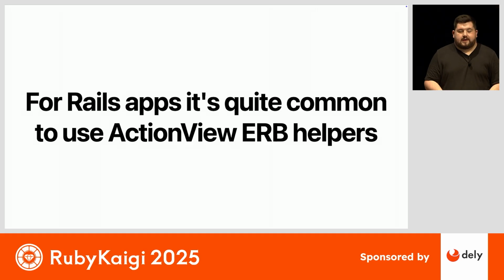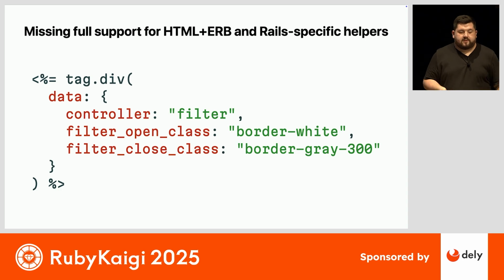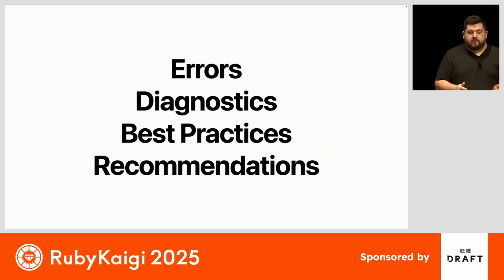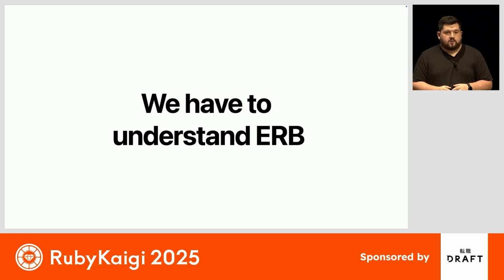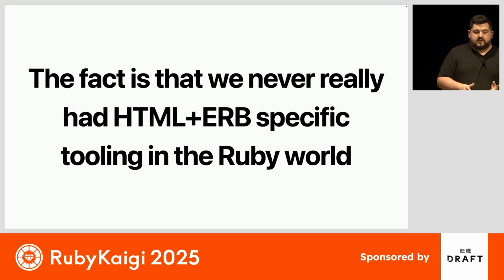But for most Rails apps, it's quite common that you use Action View ERB helpers. So you might see uses like that where you use tag.div or where you use a hash syntax for the data attributes. But this meant that we get no errors, no diagnostics, no recommendations for these ERB snippets. So we have to understand the ERB. And the fact is that there was not really any ERB tooling, especially no HTML ERB tooling, in the ecosystem.